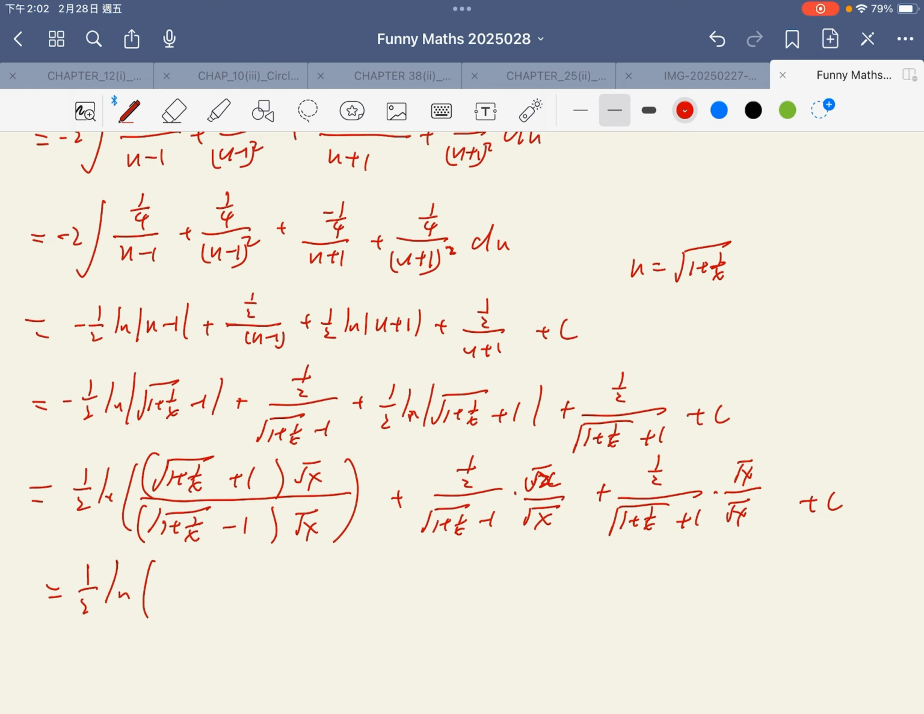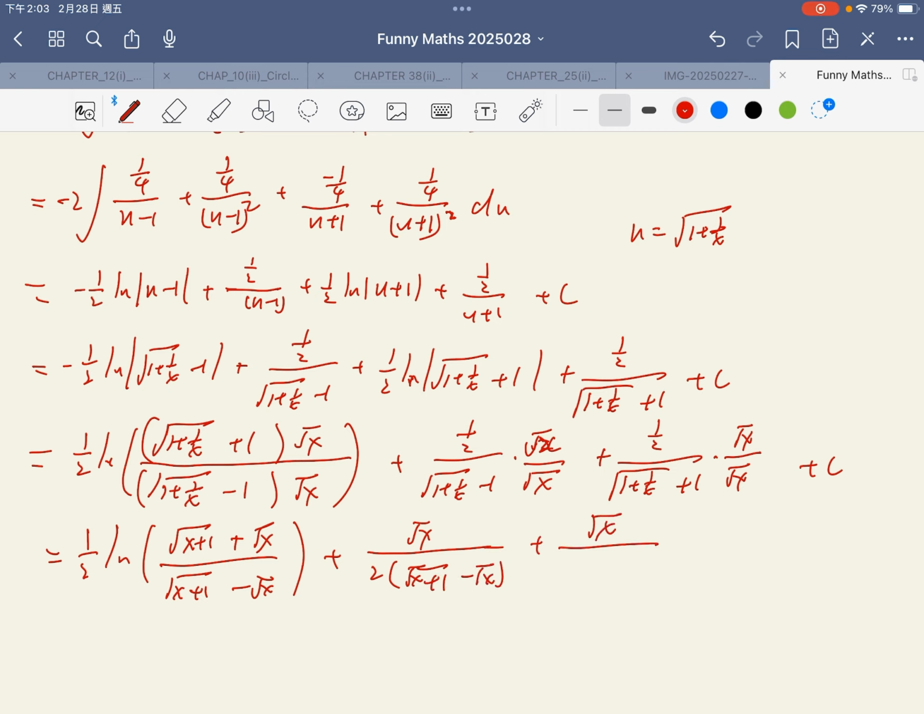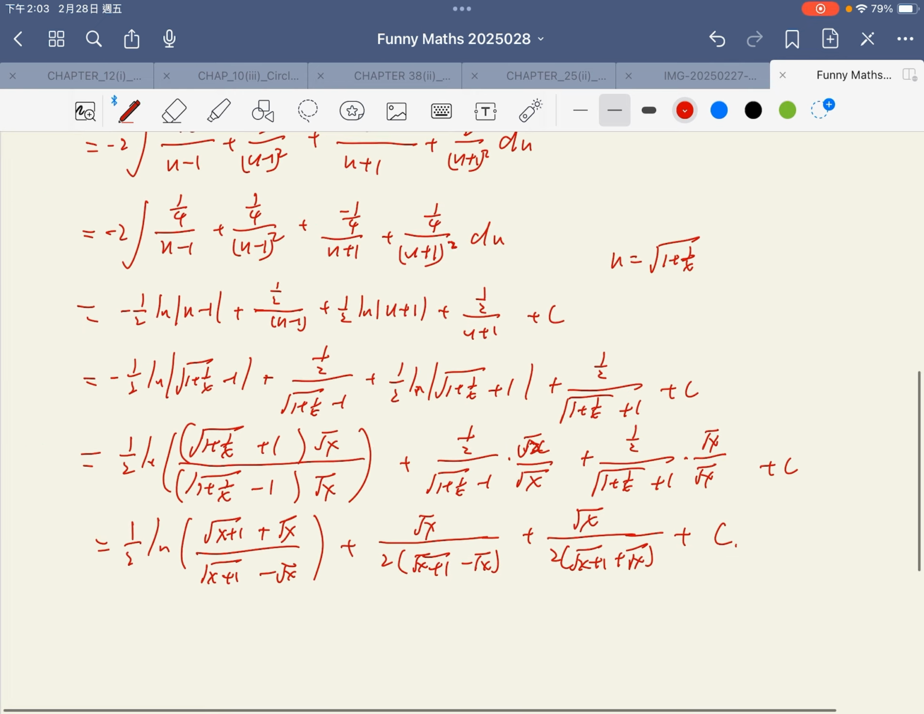Now the result becomes: the denominator is the square root of x plus 1 plus the square root of x, and the numerator is the square root of x plus 1 minus the square root of x. And for this one, it is 2 times the square root of x, times the square root of x plus 1 minus the square root of x. The last one is this one. The format is relatively pretty.